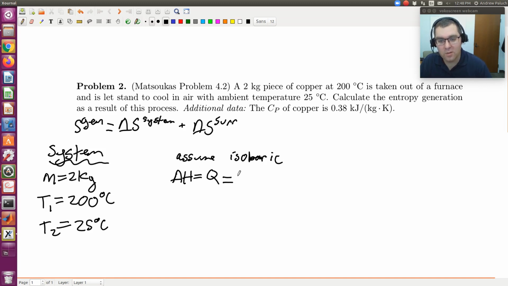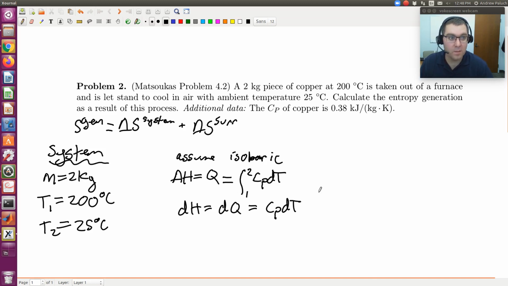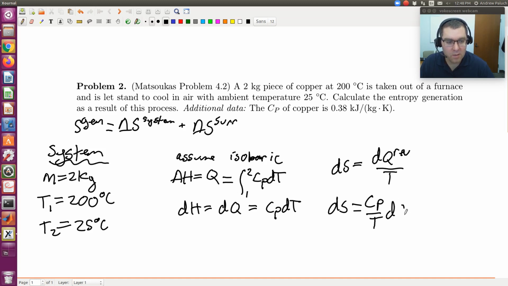So delta H is equal to Q, which would correspond to the integral from my initial to my final state of Cp dT. Again, in differential form, this would be dH is equal to dQ, which is equal to Cp dT. Now my definition of entropy is that my change in entropy is equal to my reversible heat exchange divided by T. So for my isobaric process, dS is equal to dQ over T, which is Cp over T dT.